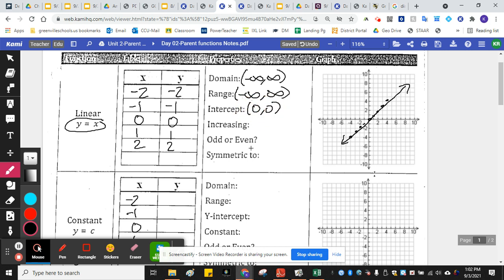With increasing, decreasing, and constant, you're trying to figure out what interval of the domain is increasing. So where is this graph increasing? Both ways. Always. It's always increasing. You always read a graph from left to right. It is always increasing, so negative infinity, positive infinity.